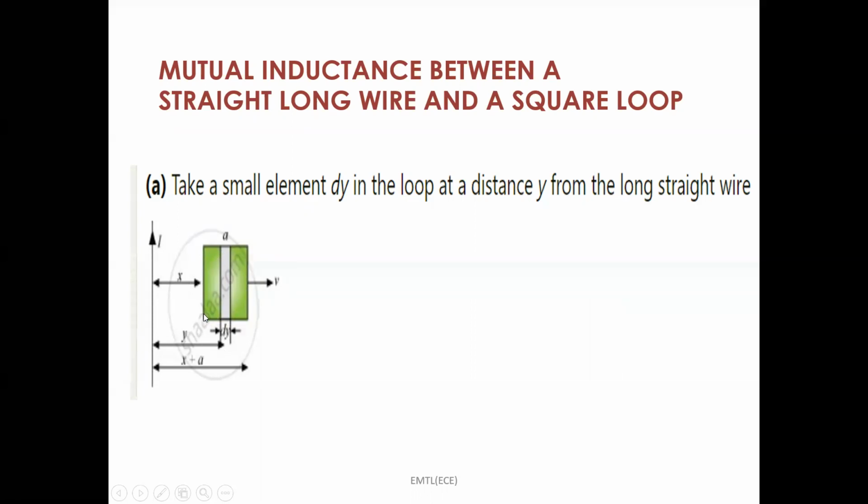Here the limits of the square loop are from x equal to 0 to x equal to a. Why? Because the variable factor along the width of the square loop is x. So the width of the square loop we can express as x equal to 0 to x equal to a. These geometrical terms we have to remember to express the mutual inductance between a straight long wire and a square loop.